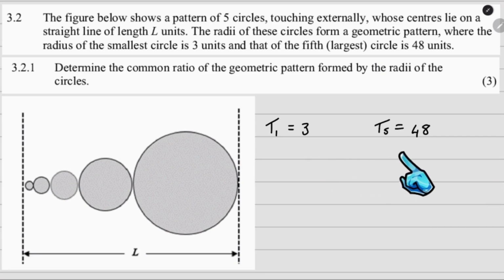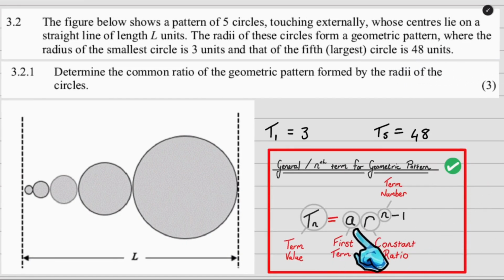And then what I'm going to do with these two things is use my Tn formula for a geometric pattern. So with my Tn formula, the first term is A, and here's the first term. So that is A. A is 3. So now I can chuck all this information into this formula and solve for the ratio. So I'm going to put 48 in Tn's place, because that's the value of the fifth term. I'm going to put 3 into A's place. R is going to stay there because that's what I'm looking for. And the term number, it's the 5th term. So I'll put 5 in N's place.